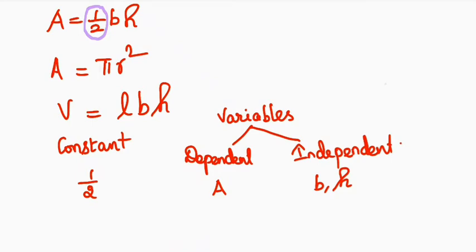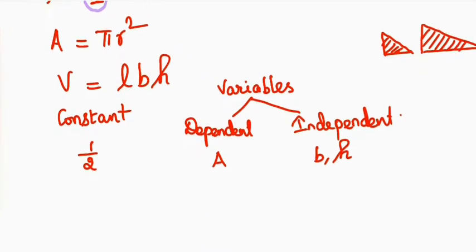Because if the base is like this, and the height is like this, you will get this triangle. So this is the area of the triangle. If you extend the base, if you increase the base, the triangle will be bigger, so the area of the triangle also increases. So if the base changes, the area will change. The area depends on the base as well as the height. So A is a dependent variable. It depends on the base and the height. So the base and height are independent variables.